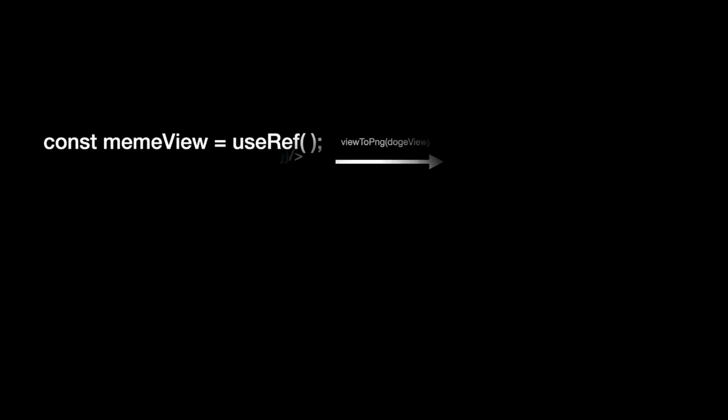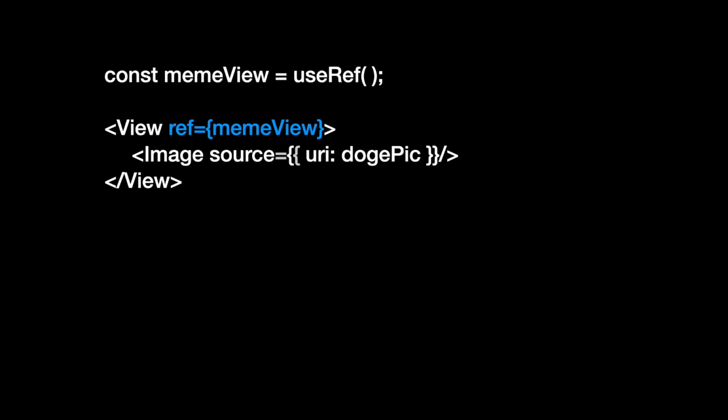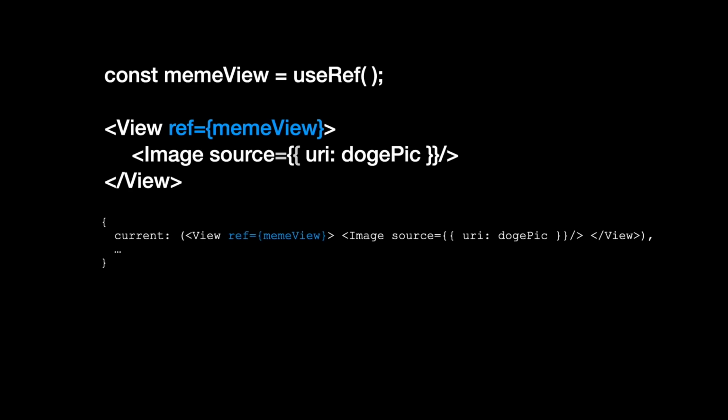The way we do this in React is to call a function called useRef. At the beginning, it'll give us some object with the field called current. It won't be set to anything yet. The next thing we want to do is to set the ref property on the view we want to turn into a PNG. In this case, we want to set it to meme view. When we do this, our meme view object will have its current properties set to the view we want. And now we can reference it with memeview.current.